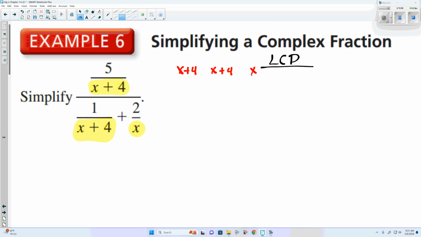Two of them are already the same. X plus 4, yes? So part of our least common denominator to get those two to be the same, well, they already are. It's just x plus 4. So what does this have that this one doesn't? Well, just x. Because our x plus 4 and x plus 4 are stuck together. That's just one term. So they're both missing an x. So the least common denominator for this is x times x plus 4. Do we feel comfortable being able to get there? Yes? Okay.